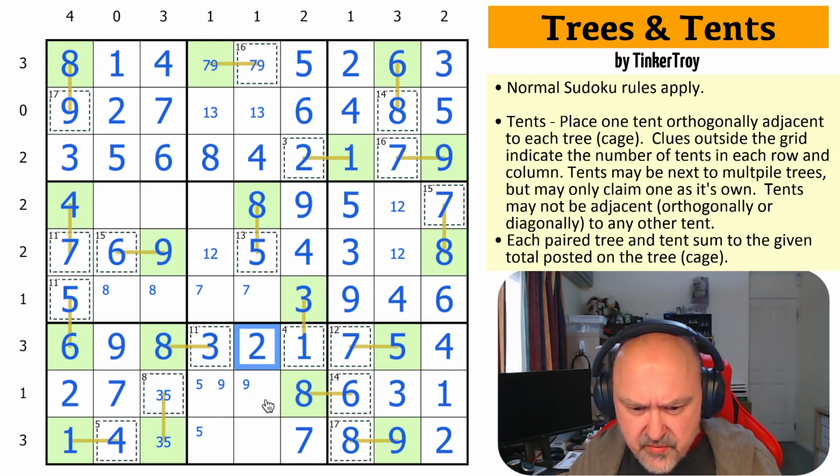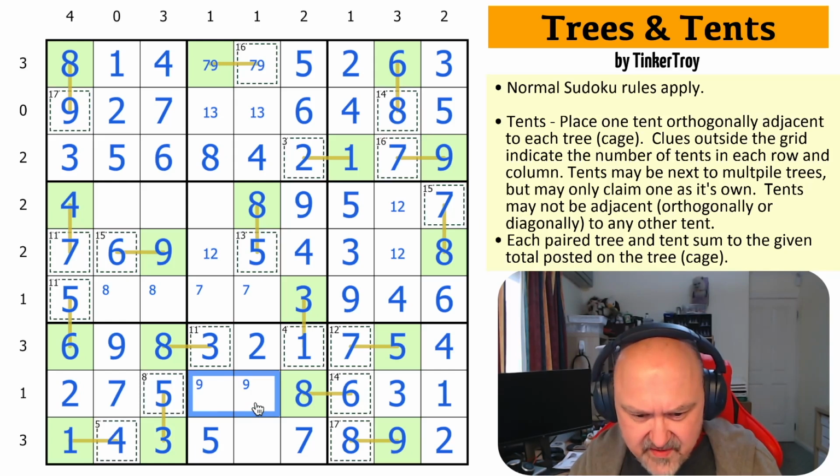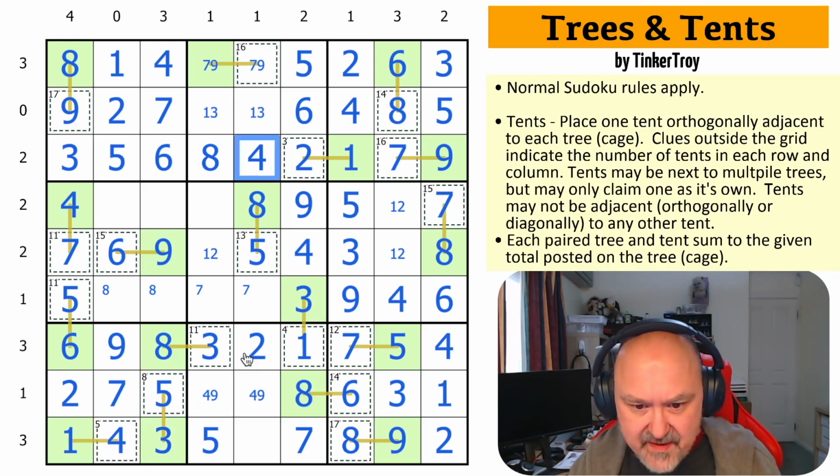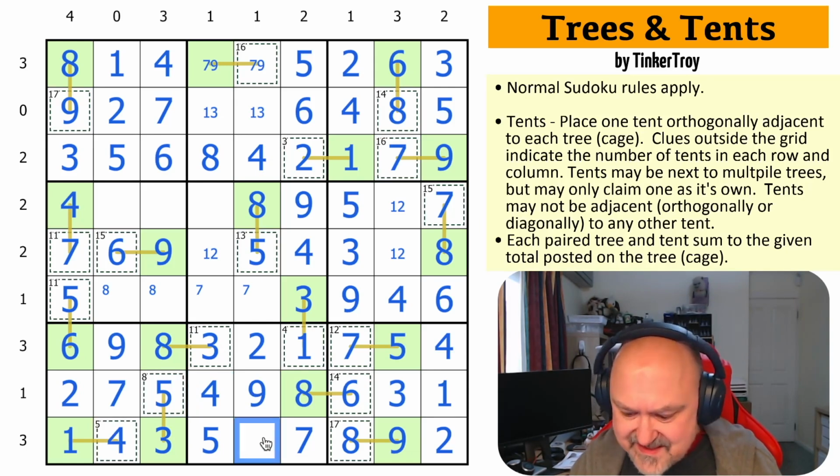So 1, 2, 3, 4. No, this 3 makes this 5 and this 3. And this is not the 5 anymore. This is the 5. And this is just 4 and 9. And that 4 makes that the 9 and that the 4. 1, 2, 3, 4, 5, 6.